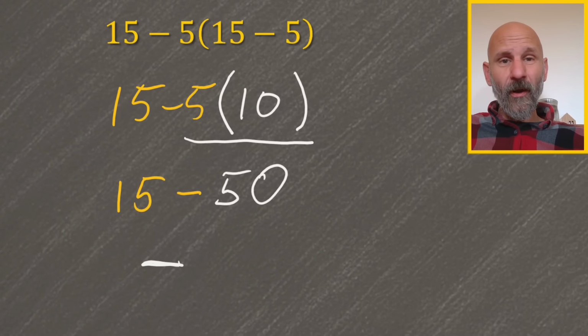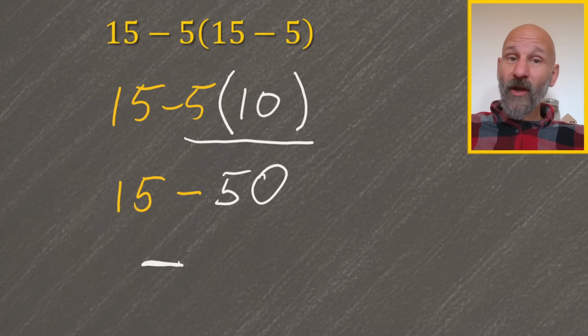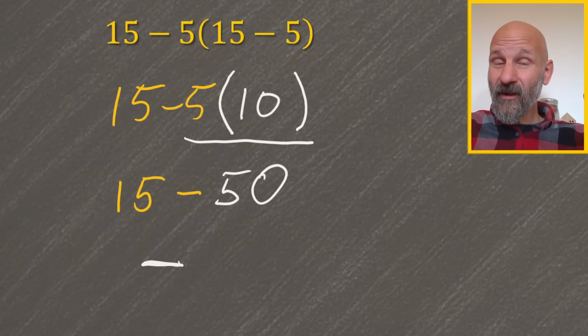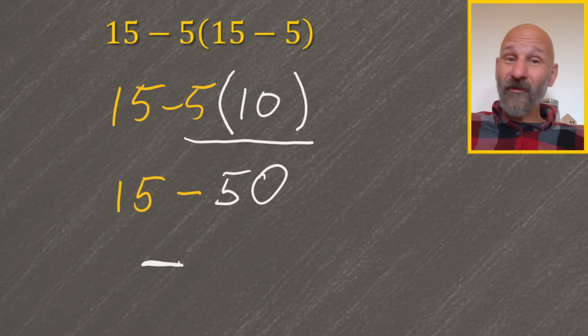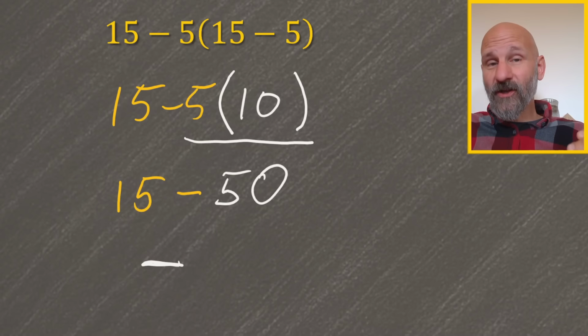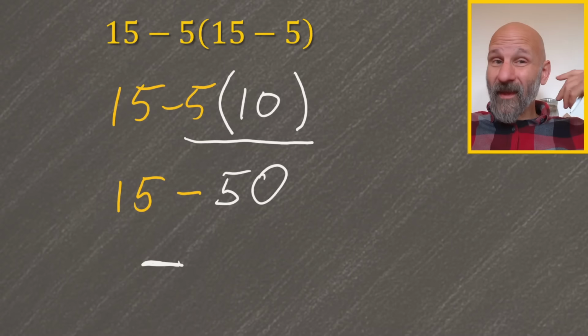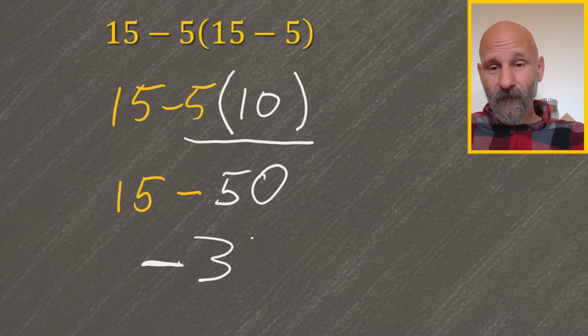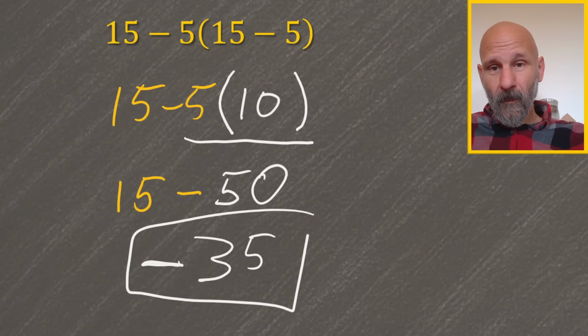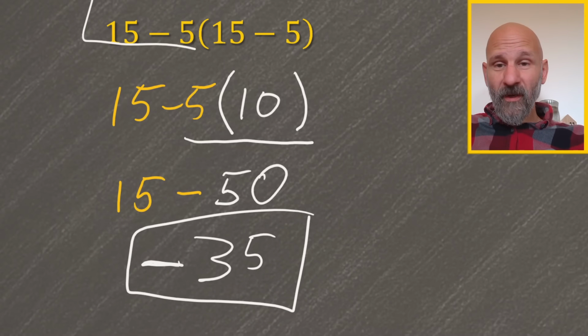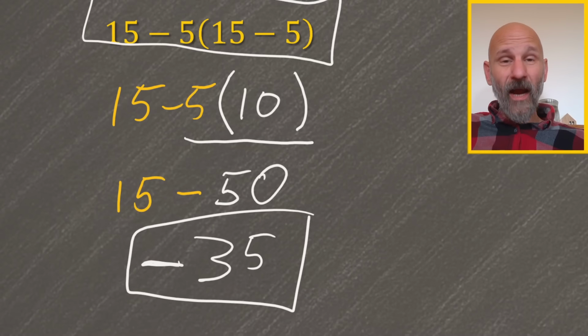Now I just need to figure out how much am I going to owe? Well, if I owe 50, I'm going to pay 15. So the person I owe the money to is going to take $15 off of how much I owe. So I'm thinking 50 minus 15, and that's going to leave us with 35. So there we go. 15 minus 5 times the quantity of 15 minus 5 equals negative 35.